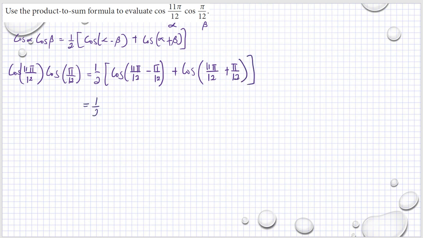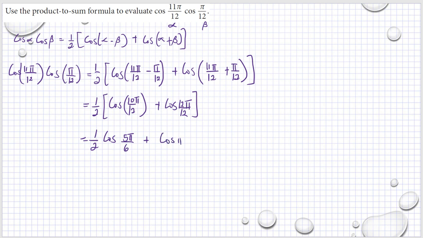And then we have 1/2 cosine 10 pi over 12 plus cosine pi, or 12 pi over 12. And then we have 1/2 cosine 5 pi over 6 plus cosine pi.